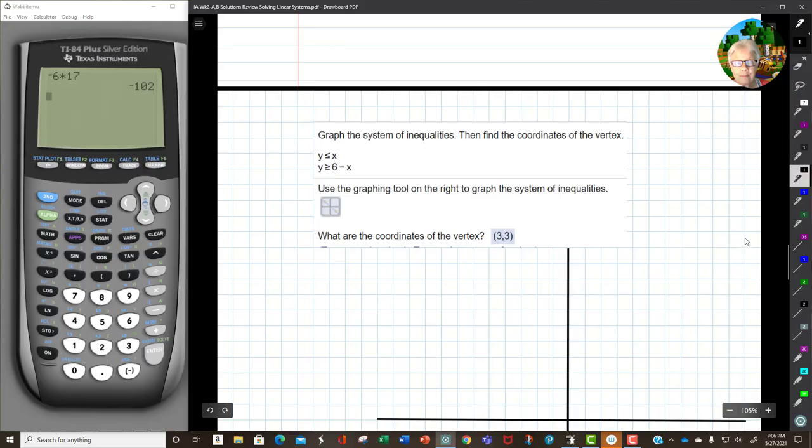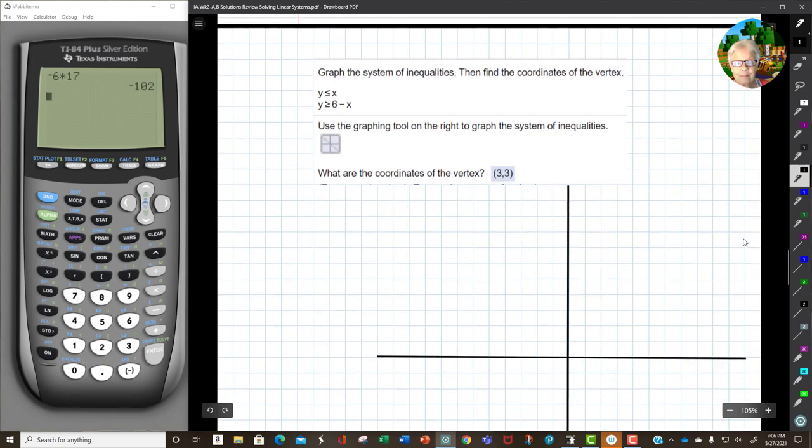We're going to be solving systems of linear inequalities. It's very much like graphing two lines and finding where they cross, except there's an extra step. So watch what I do carefully.